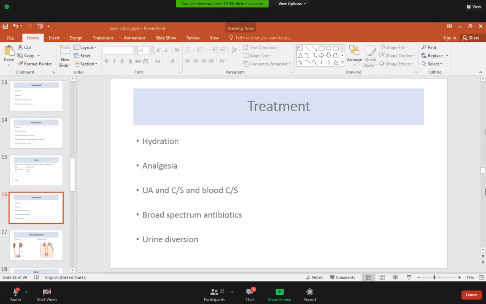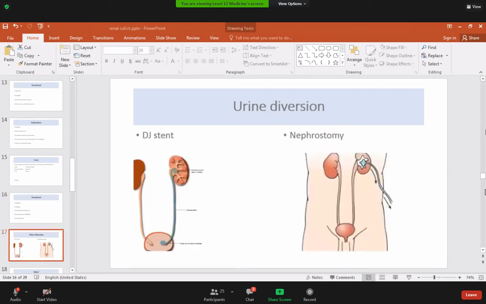Now the patient is in an acute condition. You will start hydration, analgesia. You will send urine for analysis and for culture and sensitivity, and the same you will send blood for culture and sensitivity. Broad spectrum antibiotics will be started, and if the patient is having severe obstructive symptoms, we can offer urinary diversion. And how do we do the urinary diversion? We pass either a nephrostomy tube.